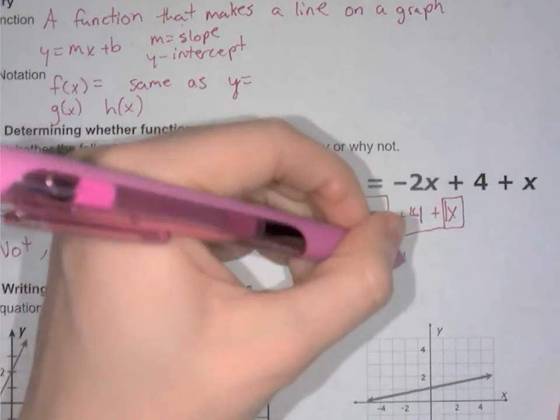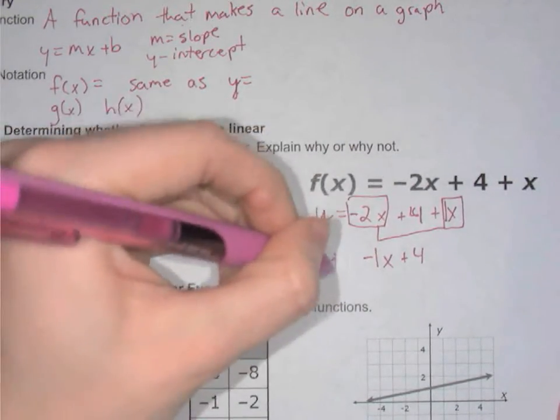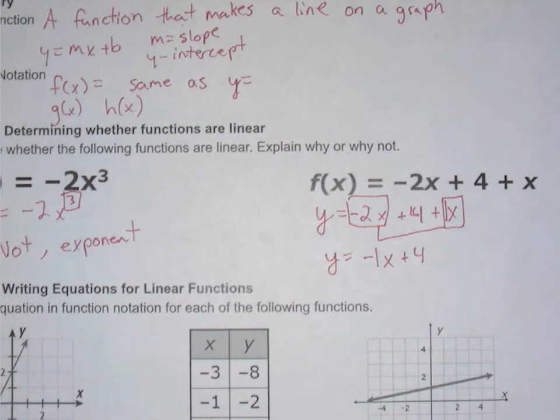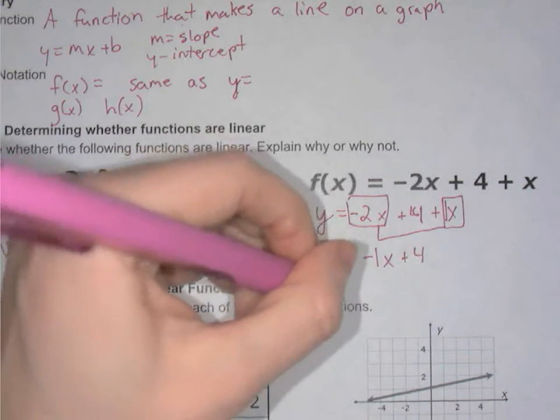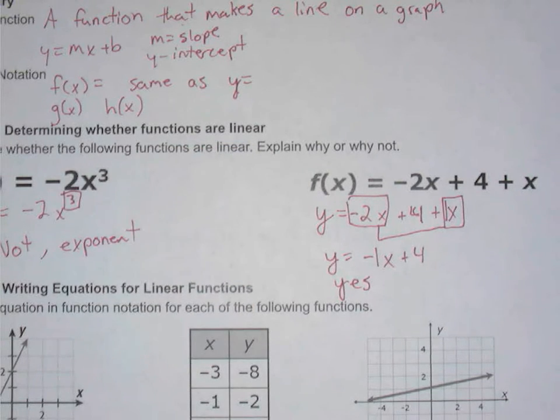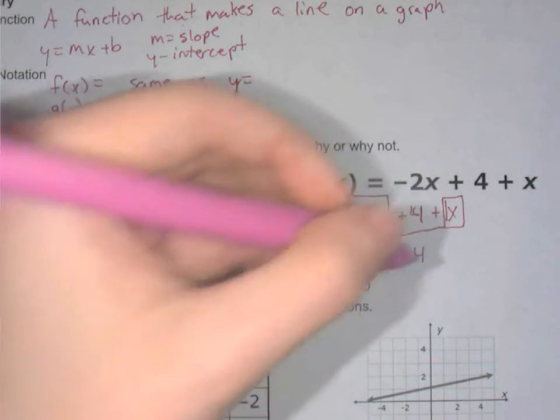Then I bring down my plus 4 because I can't do anything else with that, and I've got y equals negative 1x plus 4. Now I compare that to my y equals mx plus b, and y equals negative 1x plus 4, they match right up. We've got a slope, we've got a y-intercept, so yes, this is a linear function because it can be written as y equals mx plus b.